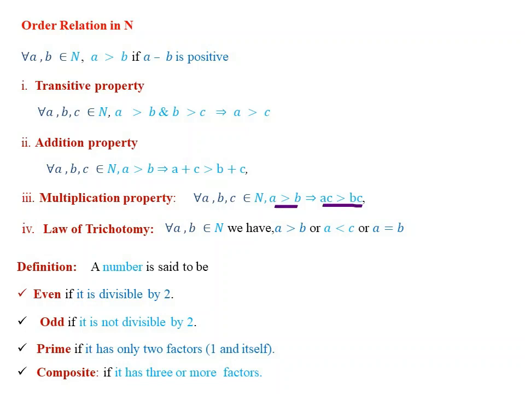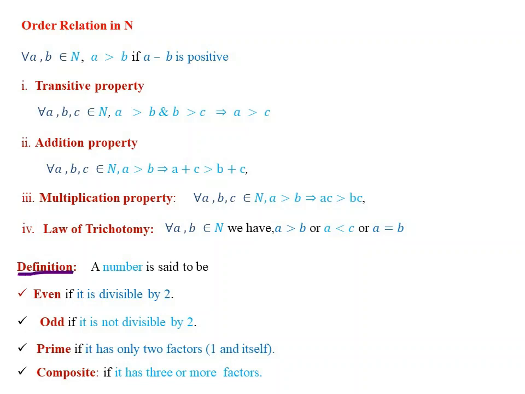Law of trichotomy: for every A, B elements of natural numbers, we have exactly one of the following: either A is greater than B, or A is less than B, or A is equal to B.